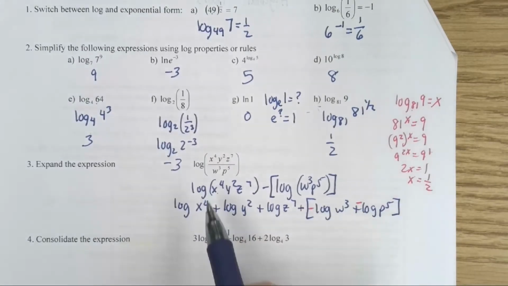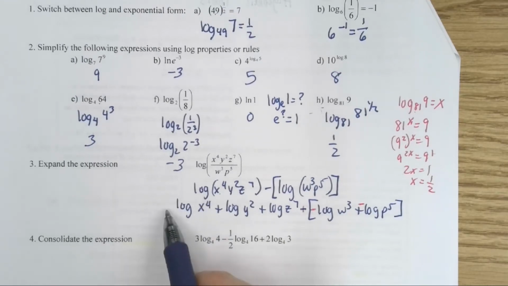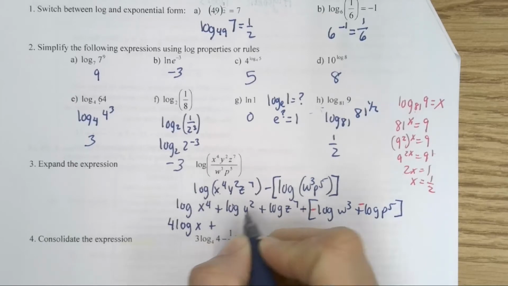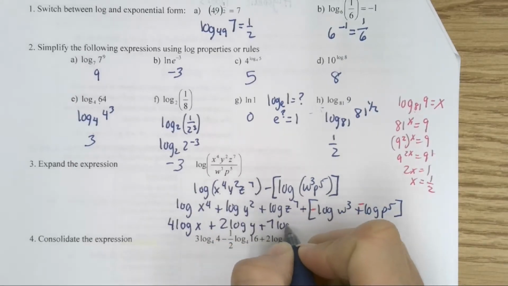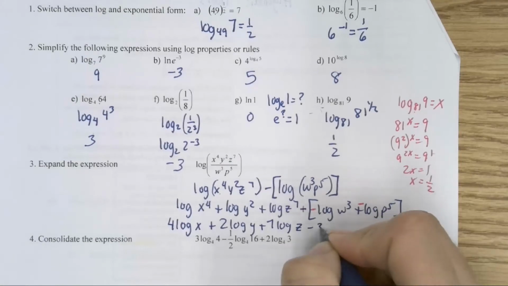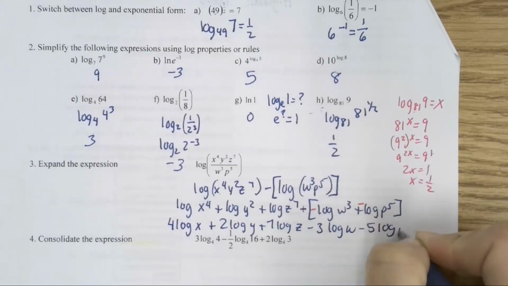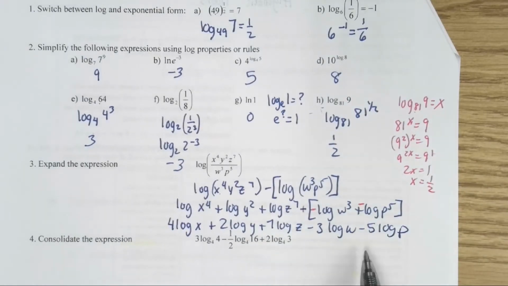And we're going to go one more step, and every power is going to be brought out to the front. So 4 log of x plus 2 log of y plus 7 log of z minus 3 log of w minus 5 log of p. And there is your log expanded expression.